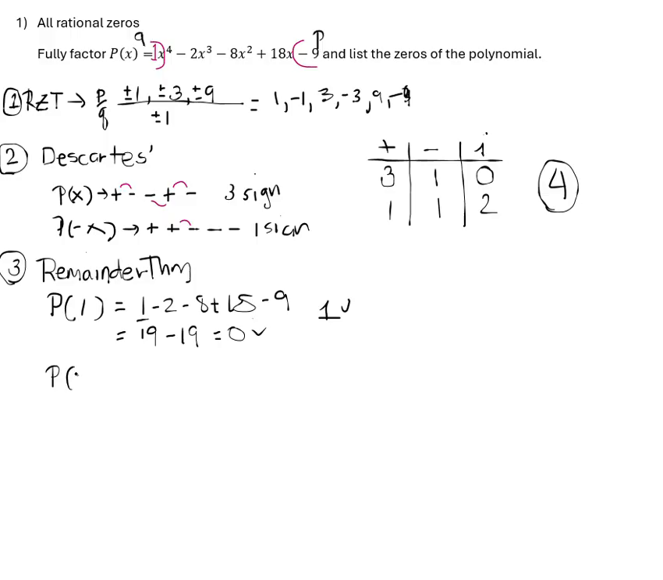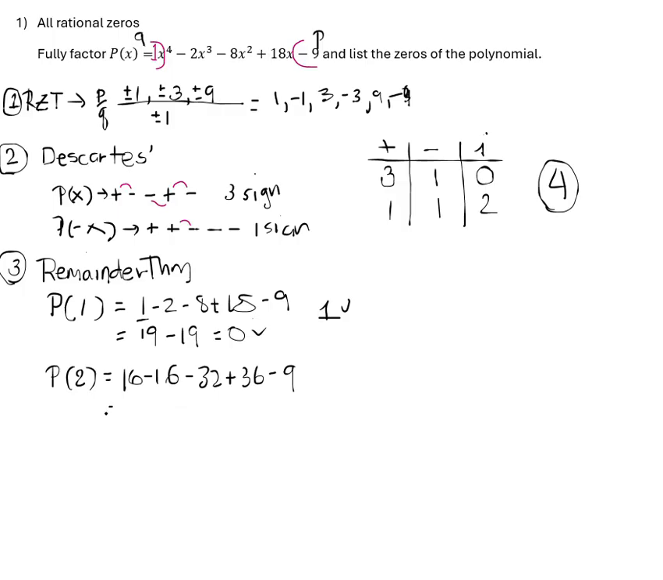So I'm going to go ahead and try a 2. So if I put a 2 in, that's 2 to the 4th, that's 16. Minus 2 times 8, so that's going to be a minus 16. Minus 8 times 4, that's going to give me a negative 32. Plus 18 times 2 is a 36. And then minus 9.